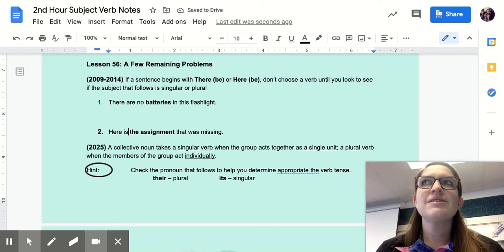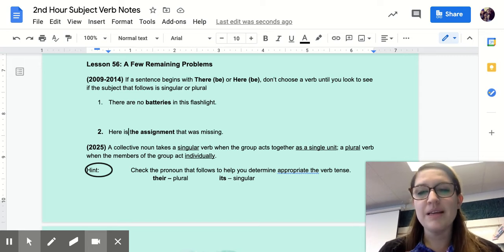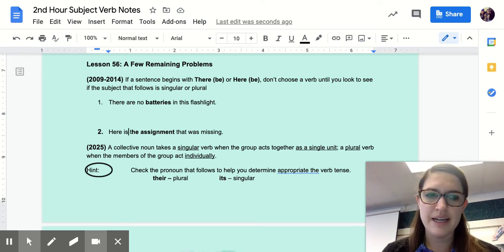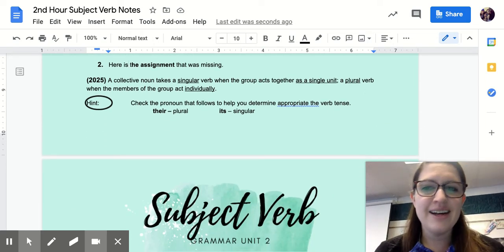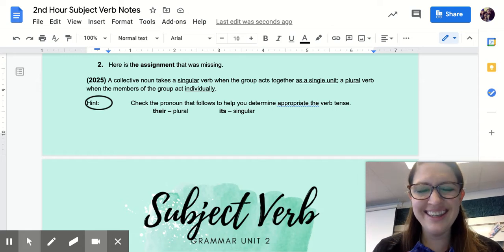So again, these sentences are pretty simple. So it might seem like, oh, that's exactly what I would expect. As the sentences get more complex, we really need to come back to these rules. All right, collective nouns. These are fun.